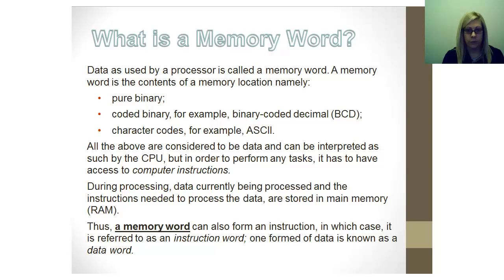But in order to perform any tasks, it has to have access to computer instructions. During processing, data currently being processed and the instructions needed to process the data are stored in main memory, RAM. Thus, a memory word can also form an instruction, in which case it is referred to as an instruction word. One form of data is known as a data word.